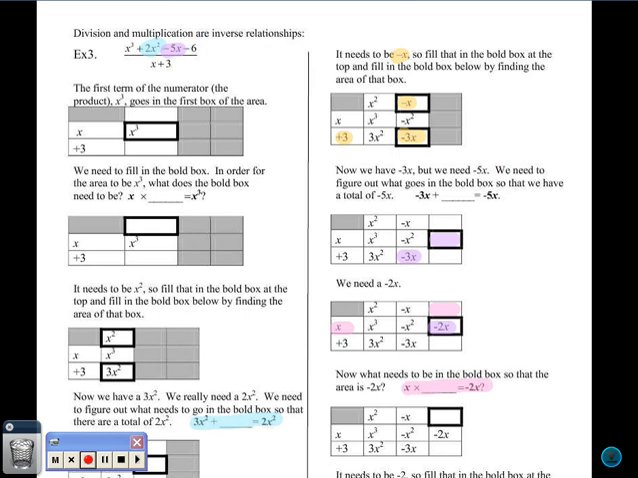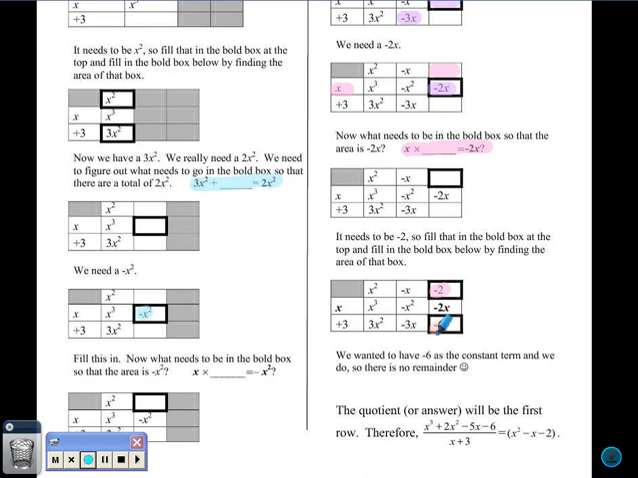And we can really quickly just look up to the top and check. Yeah, we had a negative 6. We got negative 6. That's the one we wanted. So there is no remainder. You remember remainder from when you learned how to divide. So if we have x cubed plus 2x squared minus 5x minus 6 divided by x plus 3, our answer is x squared minus x minus 2.